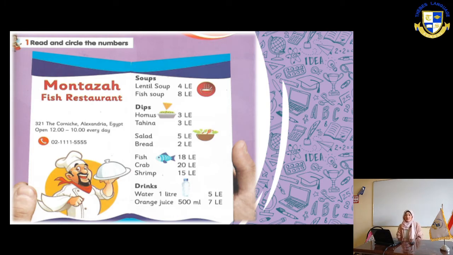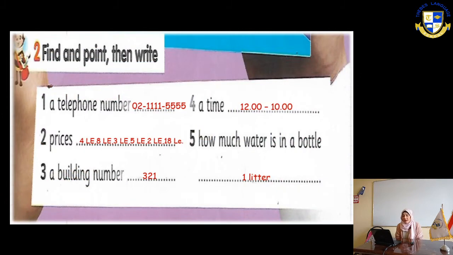Now find exercise number 2, find and point, right? Number 1, a telephone number. What is the telephone number of the restaurant? You can see it in the menu, it's 02-1111-5555.